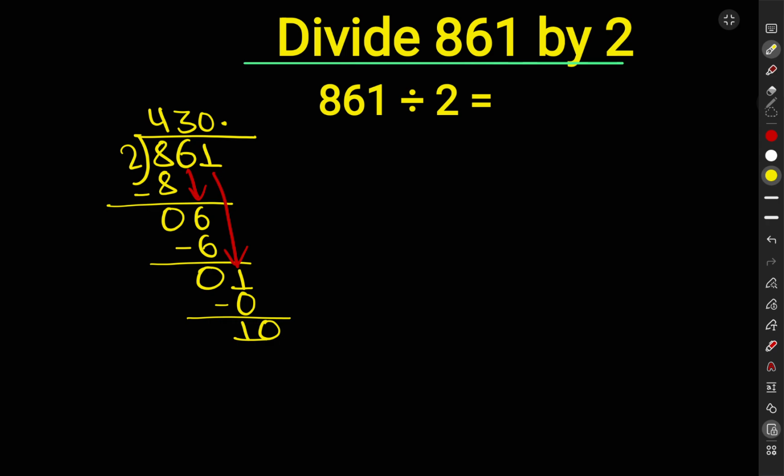So it is 10 and 2 times 5 is 10. On subtracting, we get 0. So 861 divided by 2 is 430 decimal 5.